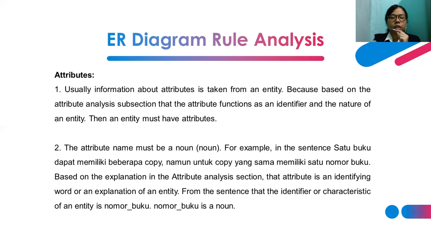For example, in the sentence, satu buku dapat memiliki berapa kopi, namun untuk kopi yang sama memiliki satu nomor buku. Based on the explanation in the attribute analysis section, an attribute is an identifying word and explanation of an entity. From the sentence, the identifier or characteristic of an entity is nomor buku, and nomor buku is a noun.